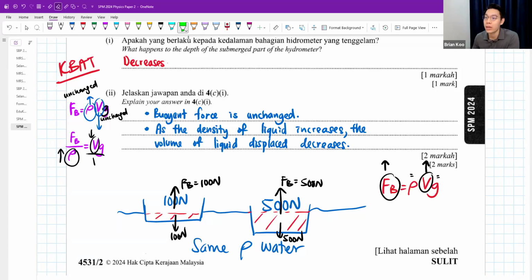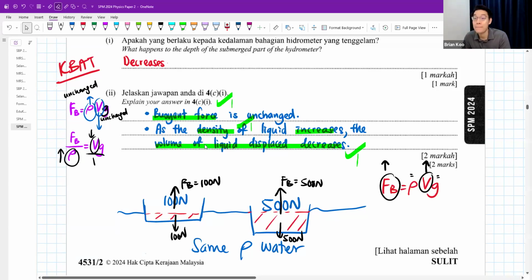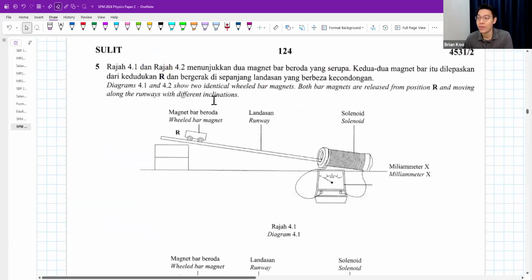So what are the keywords? Buoyant force unchanged, density increase, and volume of liquid displaced decrease. 1, 2, 3. You talk about 2 out of the 3 things, you get your full marks. Okay, any 2 out of the 3, you get full marks. So is it difficult? Now that you know I can just depend on the formula, then it's not difficult. But you must know the formula, right? And then if the question asks you, what is the principle? You say Archimedes principle. Okay, Archimedes principle.